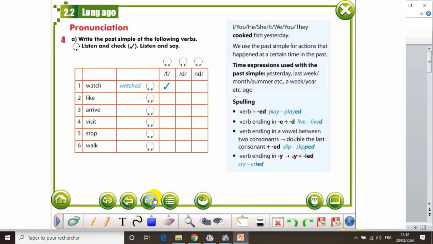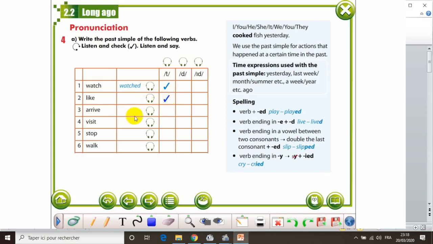Here are the pronunciations. You see, watched, liked, arrived. We have the ed of regular verbs. Sometimes it is pronounced t, sometimes d, and sometimes id. For example, watched, liked.